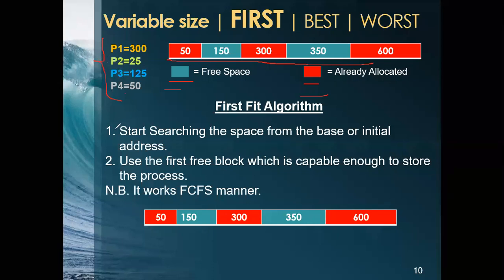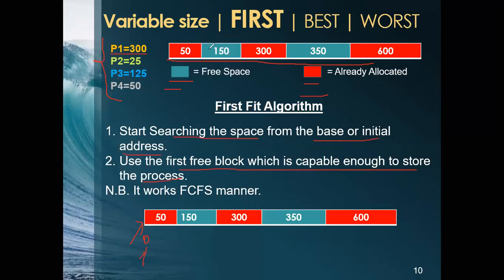So what is the approach for the first fit algorithm? It starts searching for space from the base or initial address. Basically it will start searching for an empty space from this point. Let's assume this is address 0 or address 1. It will keep searching and use the first free block which is capable enough to store the process. So it will search for a space that is 300 or more. If you look at P1, the size of the process I'm trying to store is 300, right?